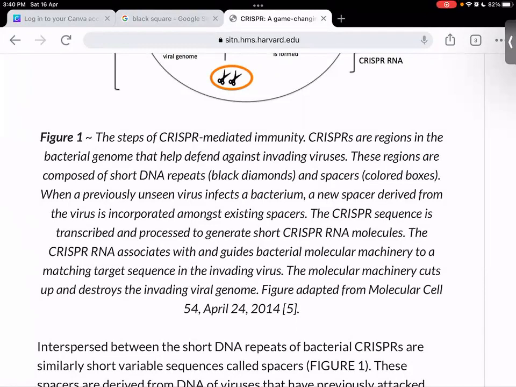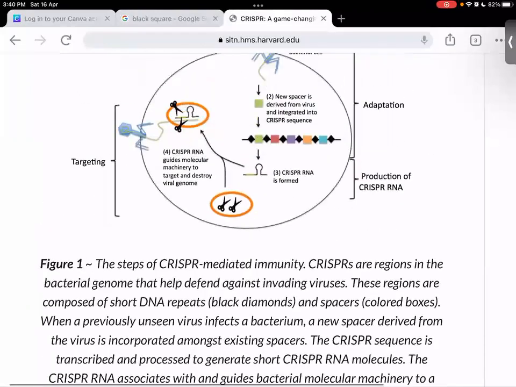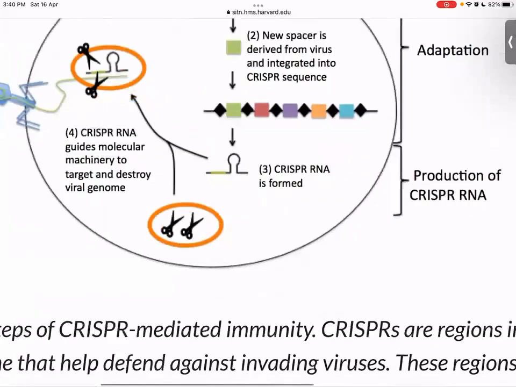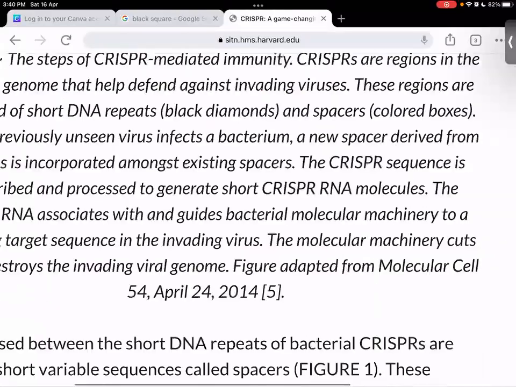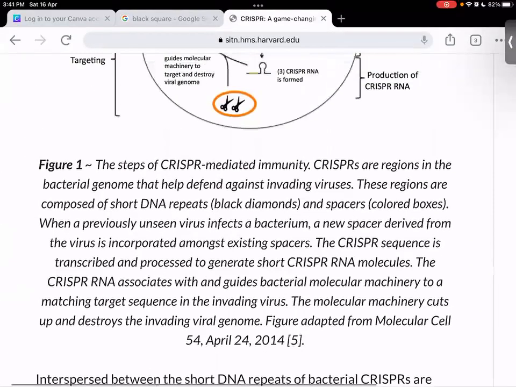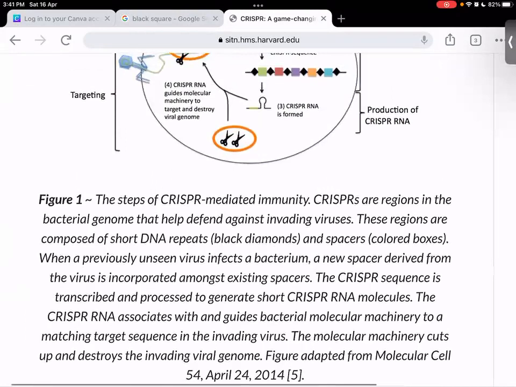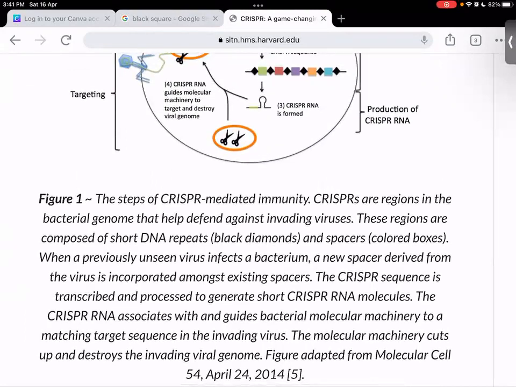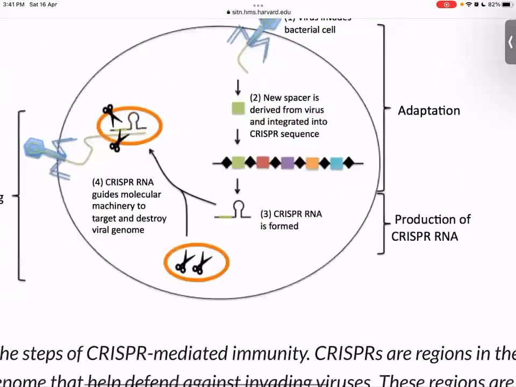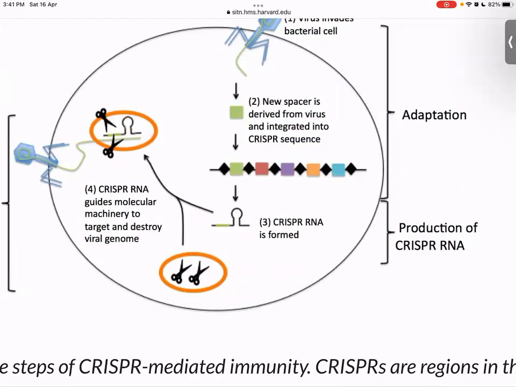Then after the new spacer is incorporated into the existing spacers, the CRISPR sequence, which you can see over here, is transcribed and processed. The CRISPR sequence is transcribed and processed to generate short CRISPR RNA molecules. In step 3, you can see how this short CRISPR RNA molecule has been transcribed and made.